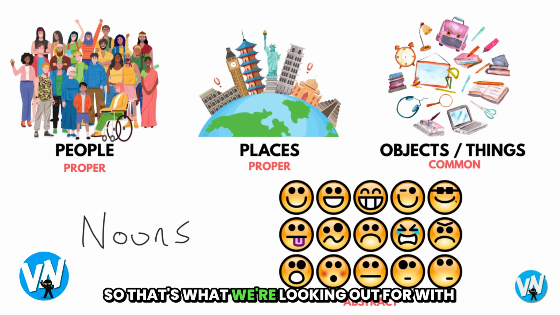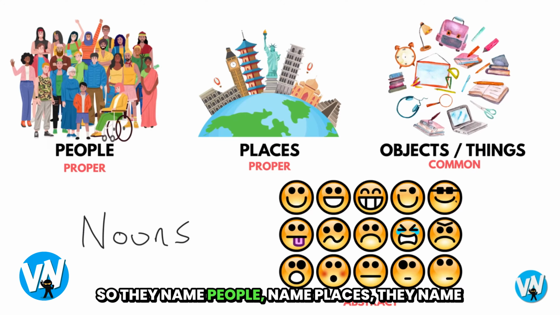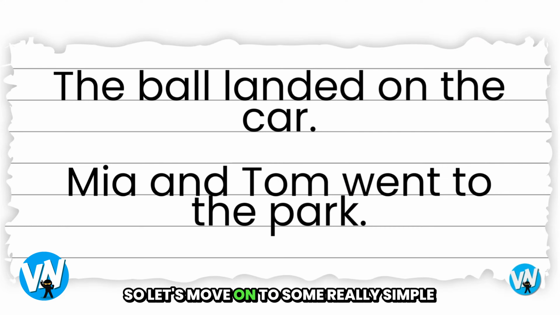So that's what we're looking out for with nouns. But the key thing to understand is that nouns are naming words. So they name people, they name places, they name objects, and they name emotions. So let's move on to some really simple examples. Now, in the SATs, we're often going to be looking at basically sentence level examples where we're looking to identify the noun. So let's read the first sentence.